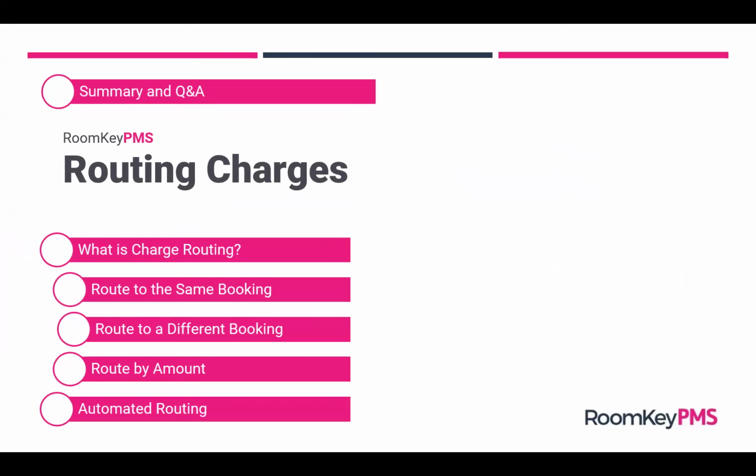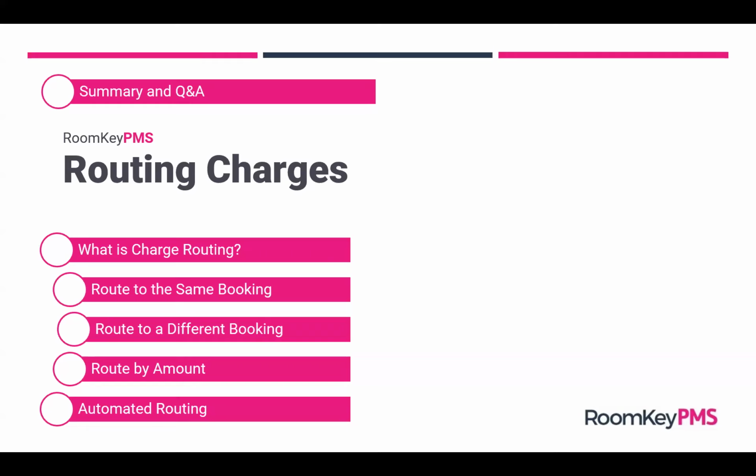Just taking a look at a bit of a summary. I know we went through quite a bit of information, but just a little recap here. We looked at what charge routing is and some specific notes as charge routing is related to performing inside Roomkey. Then we looked at some specific examples of how to route to the same booking between Folio 1, Folio 2, etc. We looked at how to route to a different booking between different guests, maybe kids' room charges being transferred to a parent's room charge.